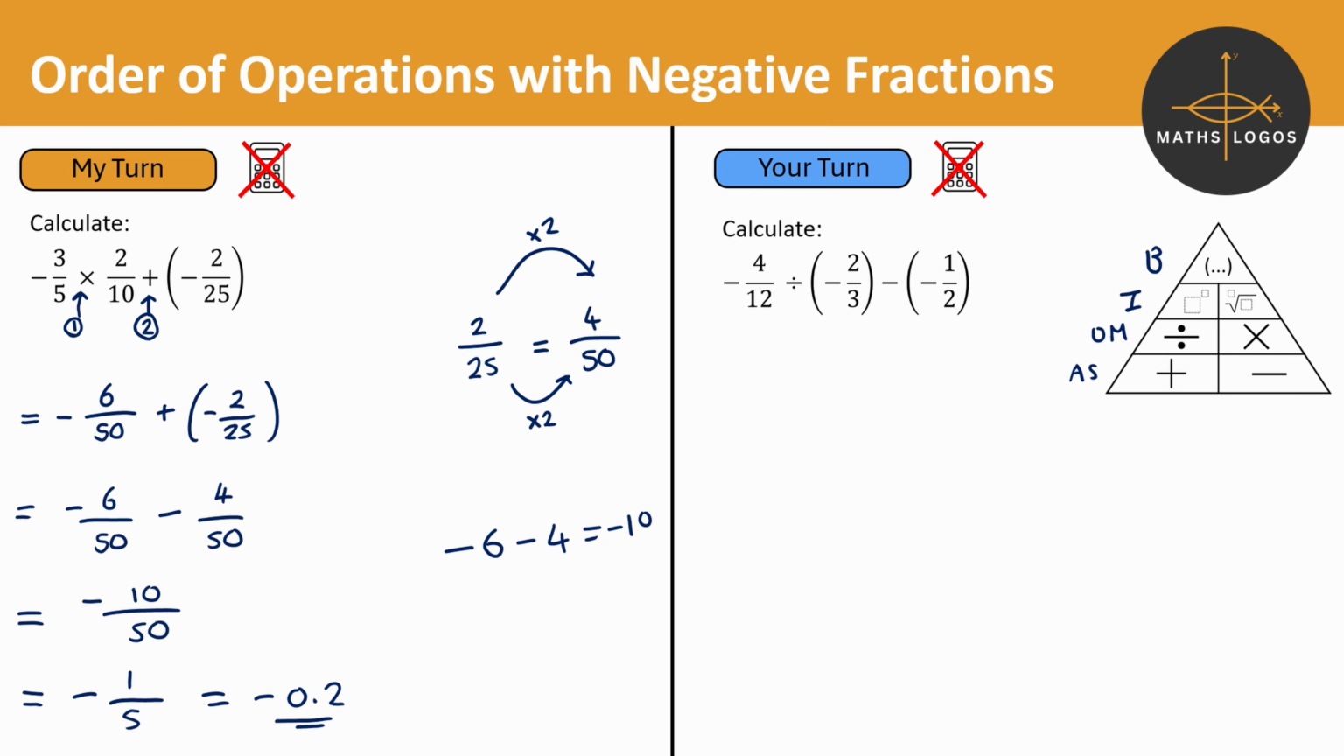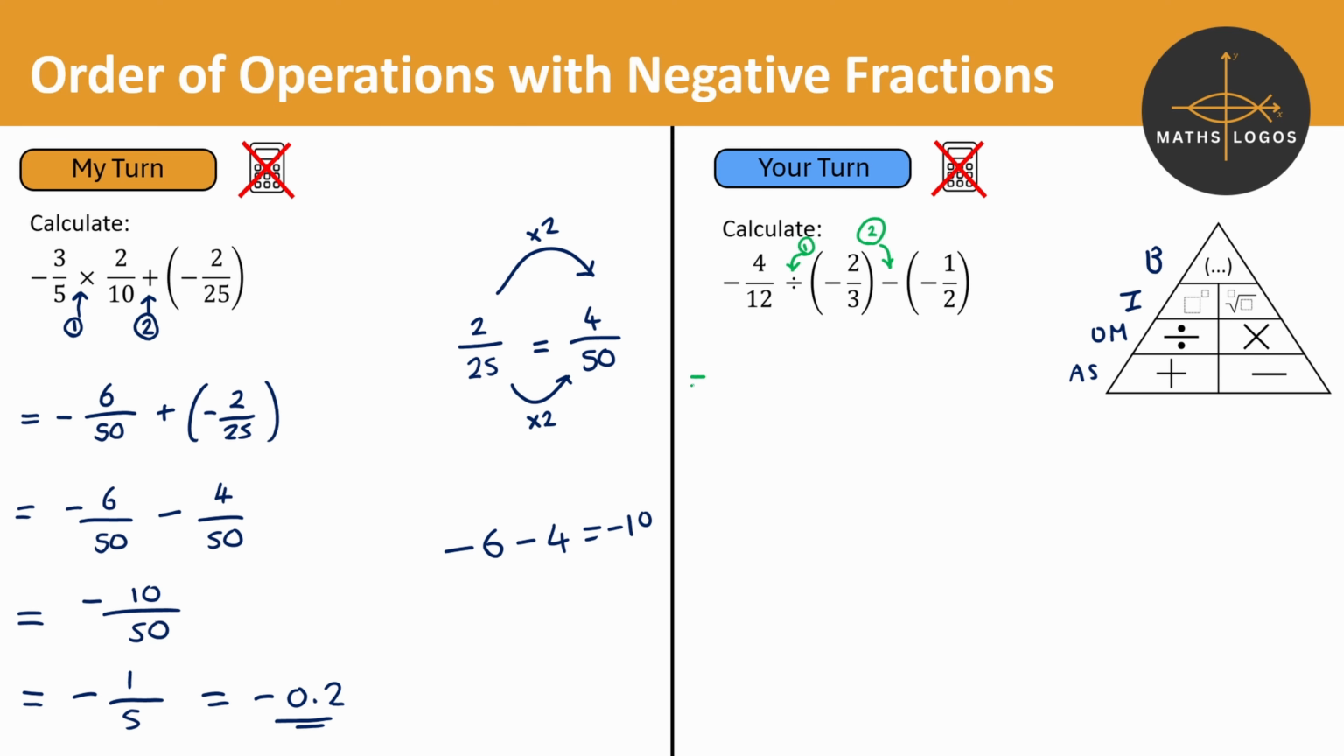Pause the video and give this question a go. Okay, so we've got negative 4/12 divided by negative 2/3, subtract negative 1/2. Lots of negatives involved in that. Division is what I want to do first, and then I'm going to follow that by subtraction. Let's go ahead and do this fraction calculation first. So negative 4/12 divided by negative 2/3.